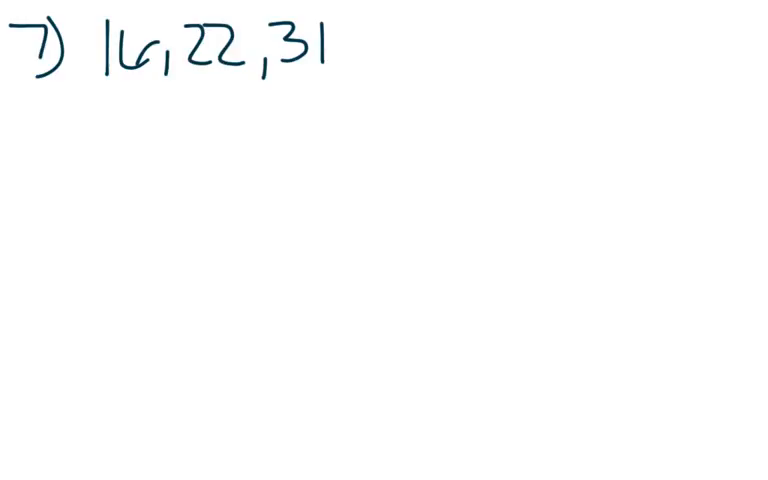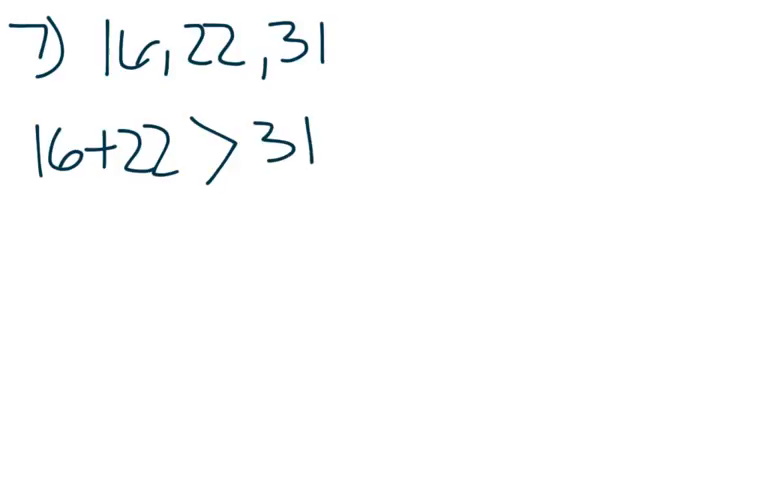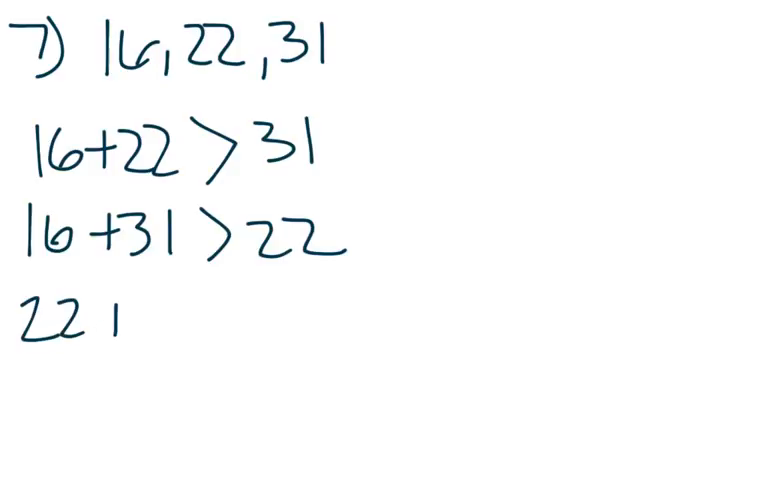Number 7, we want to see if these three measures can logically be the sides of a triangle. So we want to set it up so we add two sides and see if it's greater than the third side. So we want to do that for all three combinations. So 16 plus 31 greater than 22, 22 plus 31 greater than 16. And now we want to see if these are all true.